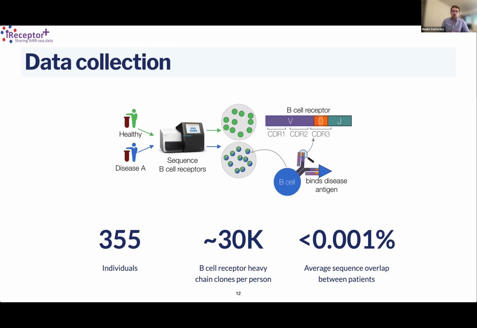In our study, we had 355 people with over 10 million B cell receptor heavy chain clones, and we saw that exact sequence matches were very, very rare.